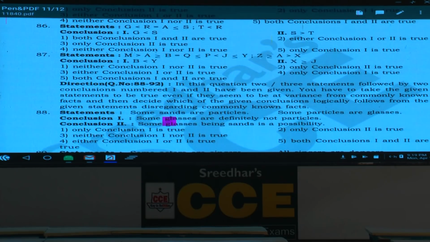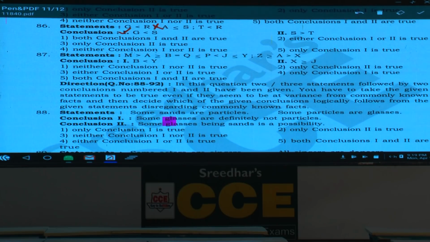Then question number 86. Now in this 86, the relation between G and S. Forget about this equals to. The relation between G and S is G less than S. G less than S is definitely true. G less than S definitely true.